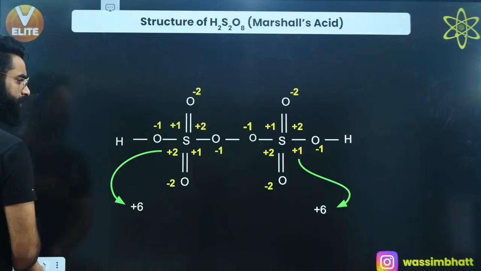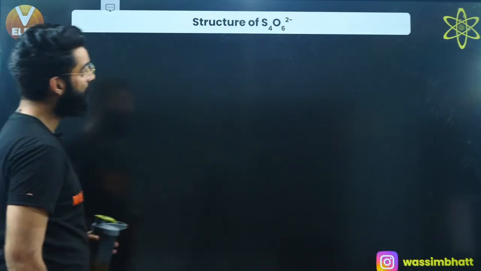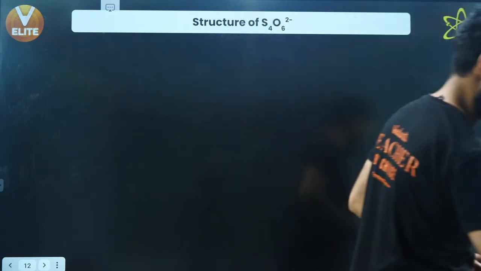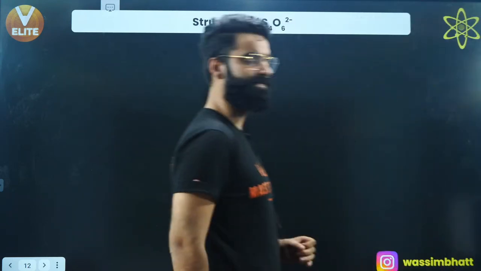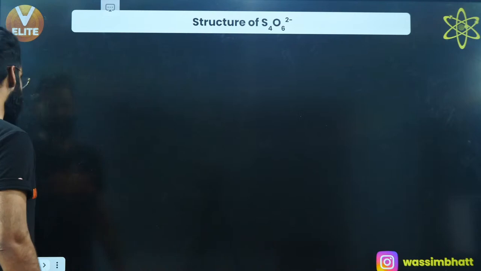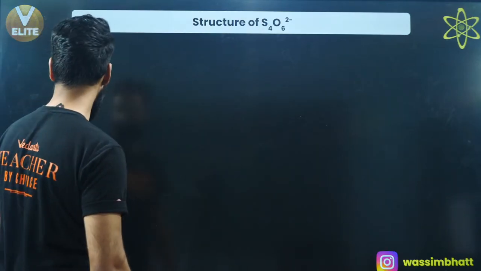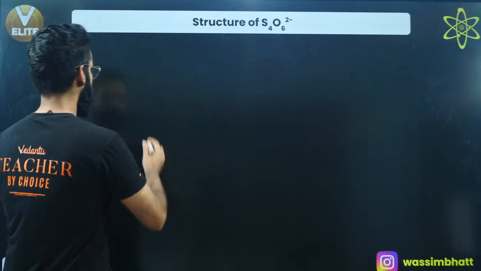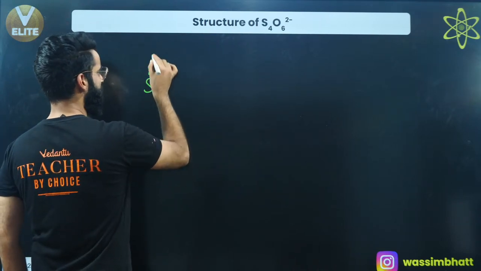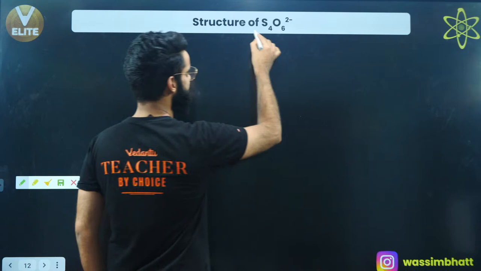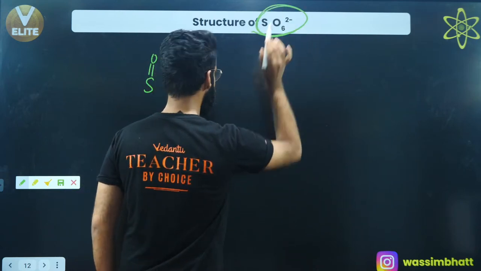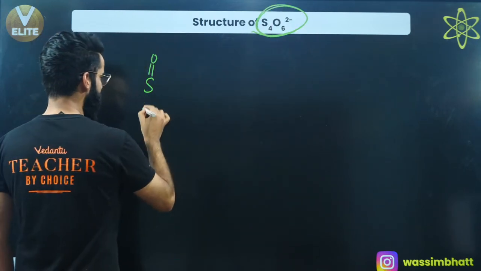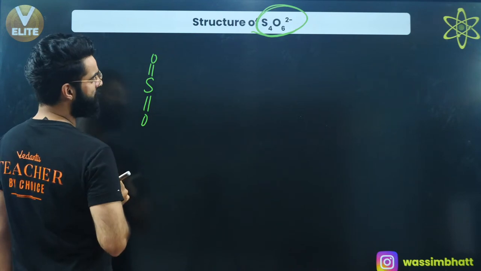Perfect, guys. Moving on to one more. Let's move on to the structure of S4O6 2-, right? How does this S4O6 2- look? See, guys. This is the structure of S4O6 2-. And long back, there was a question asked on this S4O6 2- as well. I'll tell you the question as well. Okay. Let me make the structure of S4O6 2-.